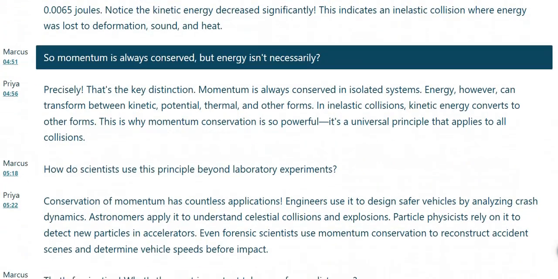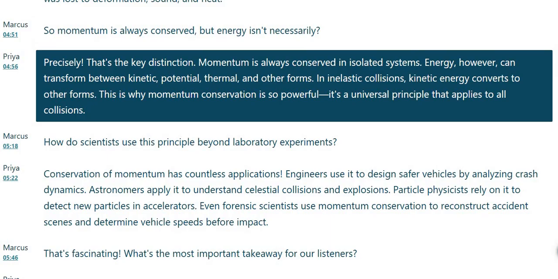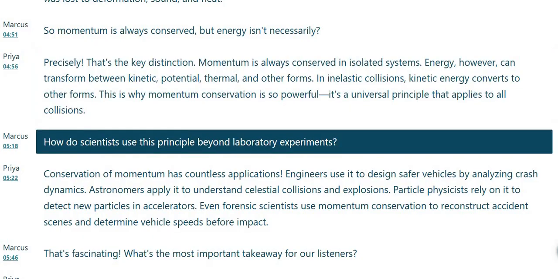So momentum is always conserved, but energy isn't necessarily. Precisely. That's the key distinction. Momentum is always conserved in isolated systems. Energy, however, can transform between kinetic, potential, thermal, and other forms. In inelastic collisions, kinetic energy converts to other forms. This is why momentum conservation is so powerful. It's a universal principle that applies to all collisions.